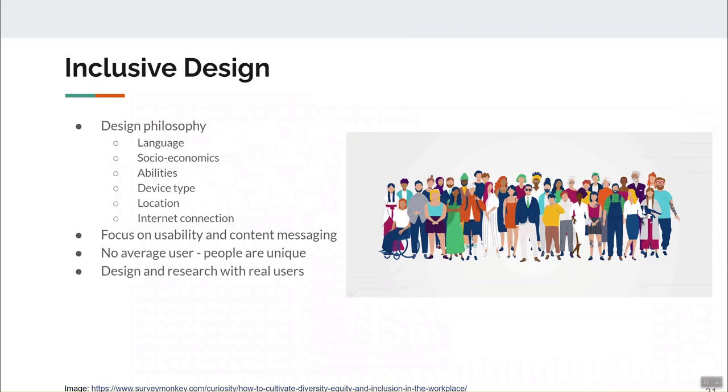And in this case, we not only focus on usability, but also on the content messaging. So it's how you write your text or what images you put on your website or on your marketing material. Because in inclusive design, there is no average user. Everyone's unique. And in this case, you also need to design and research with real users.